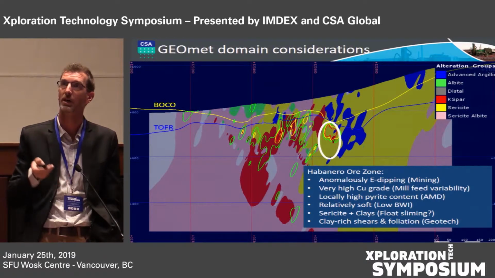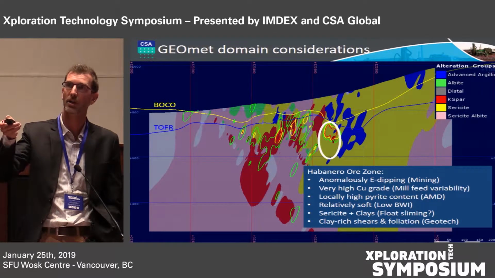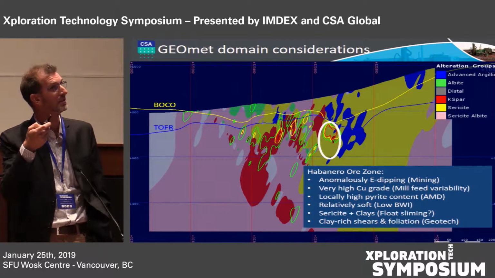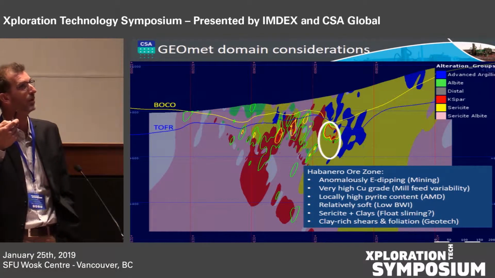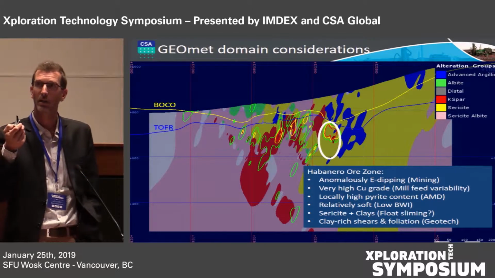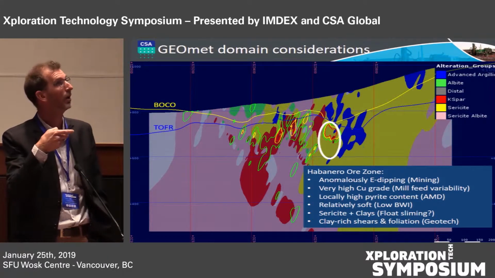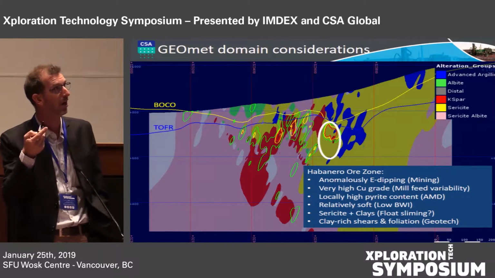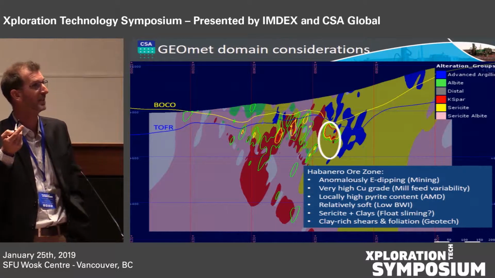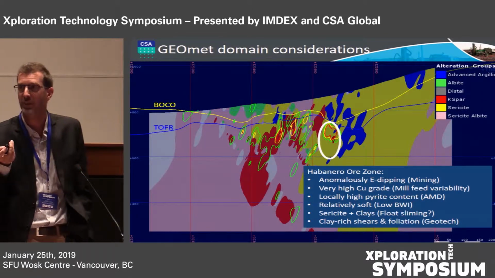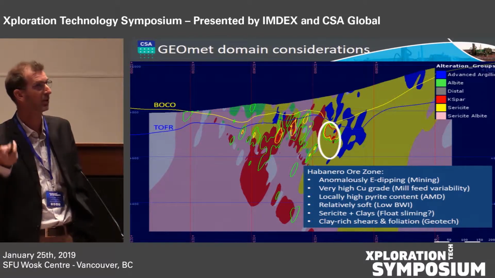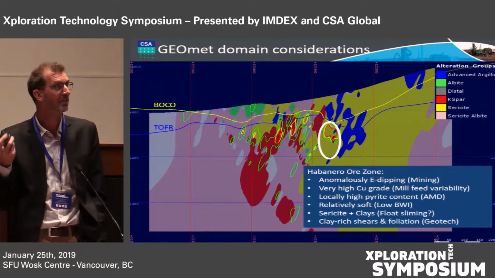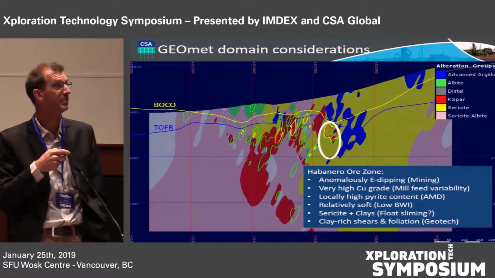I'm going to skip on to zone 2. That was the second zone I showed you that was dipping back the other way. In this instance, it's called the Habanero zone, but what you need to know is it's hosted in this sericite rich ore. So it's higher grade copper. It had a locally very high pyrite content, so there's issues with potentially acid mine drainage. It was softer. So the bond work index is lower. It's going to cost less in the comminution. And we could say something about the percentage of sericite and clays and other issues from a processing perspective.